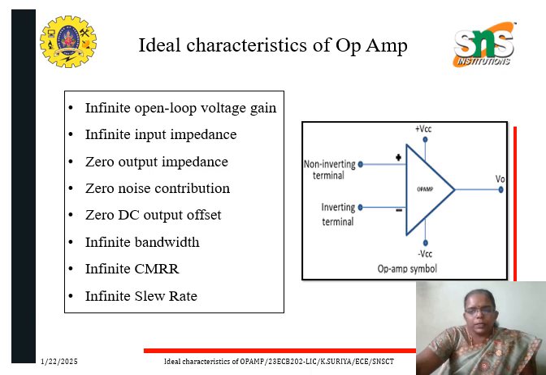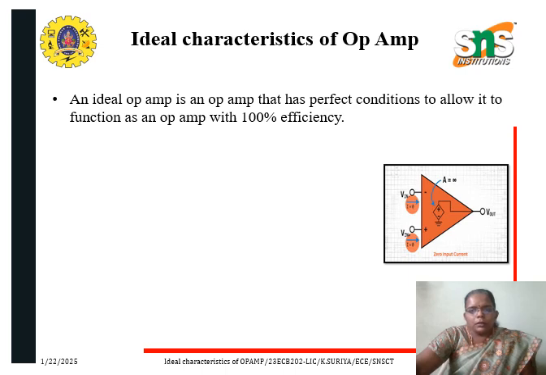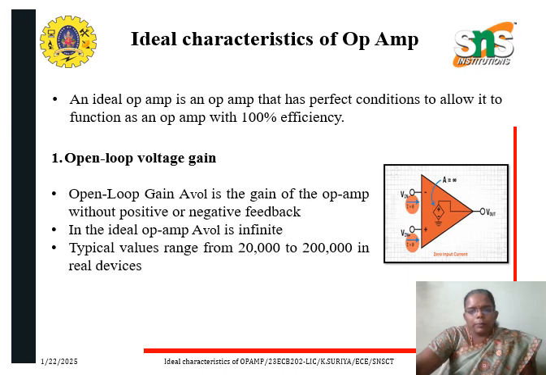So these are the ideal characteristics of op-amp. Let us see each one in detail. An ideal op-amp is an op-amp that has perfect conditions to allow it to function as an op-amp with 100% efficiency. First one is the open loop voltage gain.